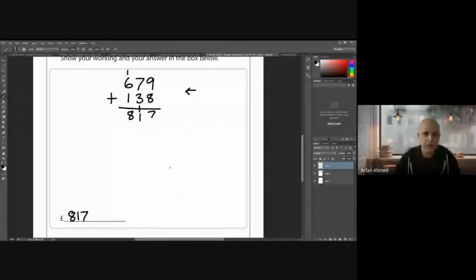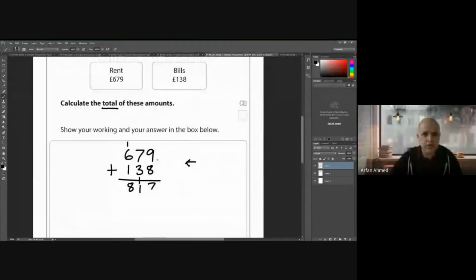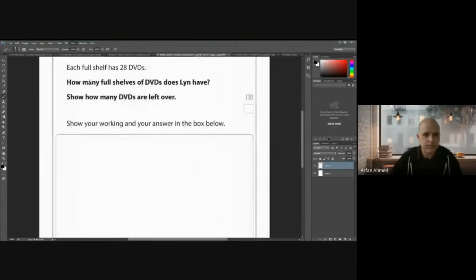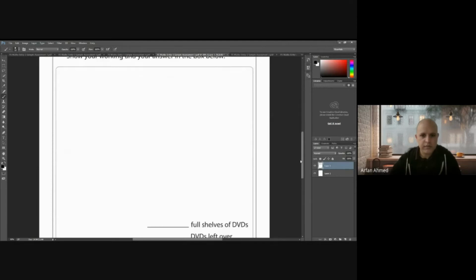Let's just write that. Done. That's your 2 marks right there. Let's move on. That's better. Lynn puts DVDs on shelves. She has 236 DVDs. Each full shelf has 28 DVDs. How many full shelves of DVDs does Lynn have? Show how many DVDs are left over. 3 marks for this. Show your working out and your answer in the box below.